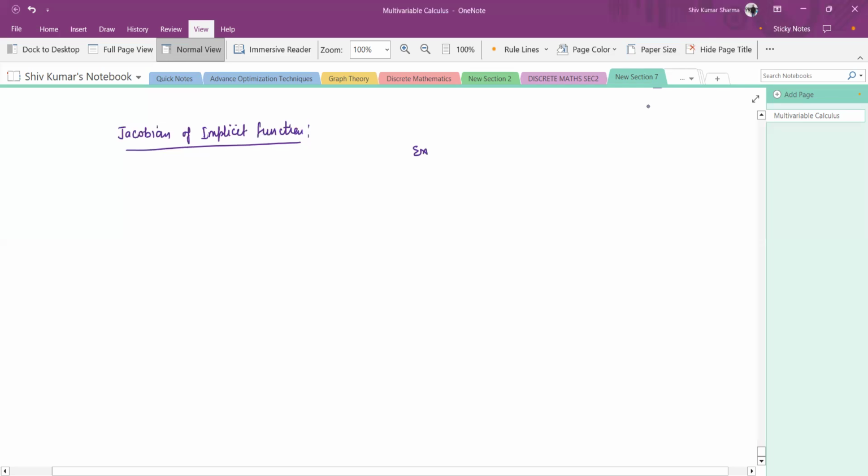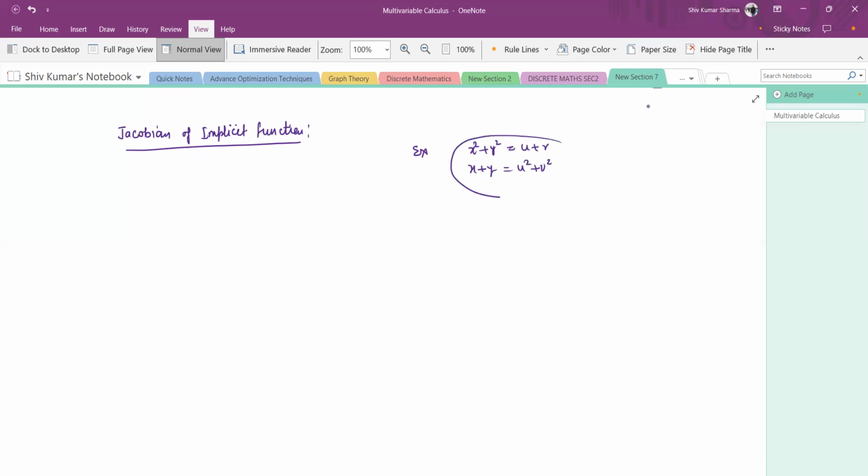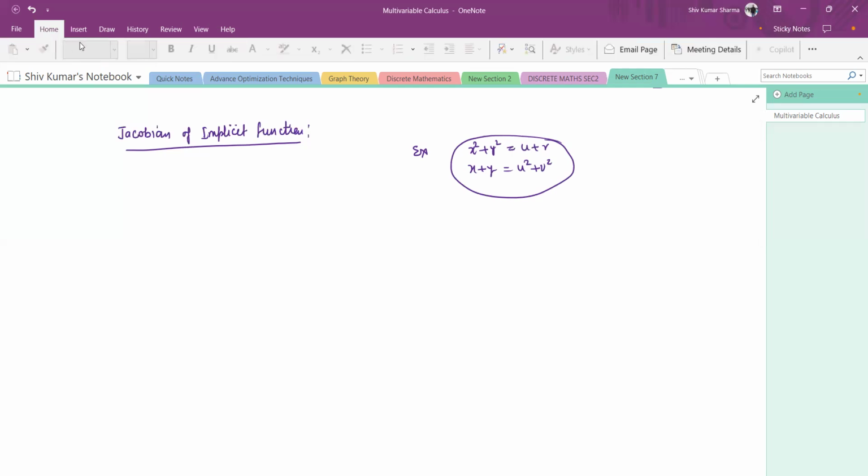First we start with the example. Suppose x square plus y square is equal to u plus v, and x plus y is equal to u square plus v square. In such type of functions, we cannot say that u, v work as dependent variables or x, y work as dependent variables. That type of function is called the implicit function. We cannot say that x, y is a function of u, v or u, v is a function of x, y.